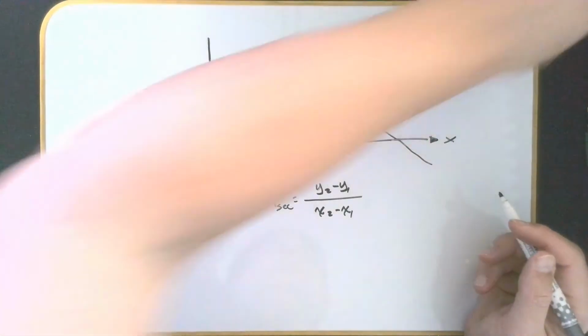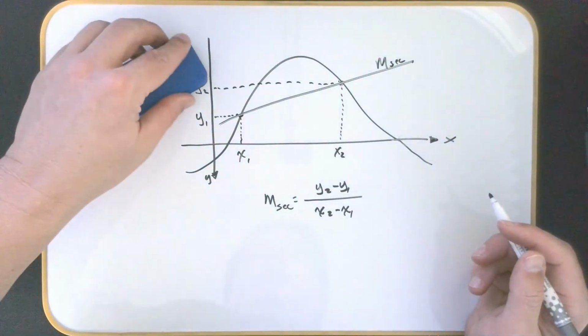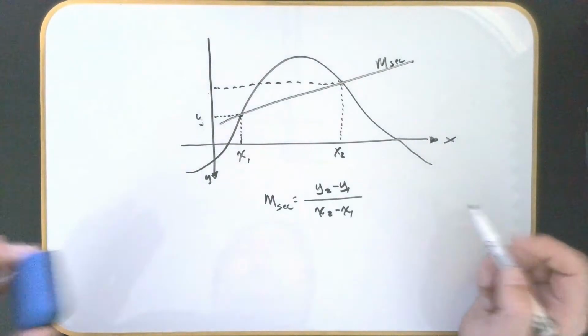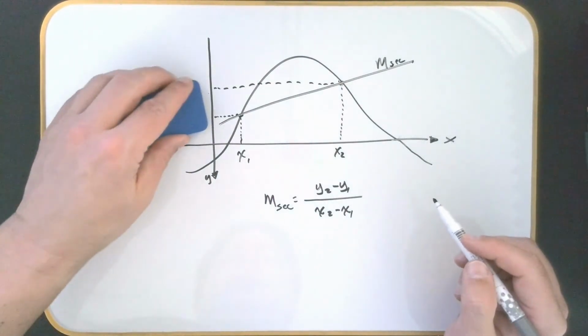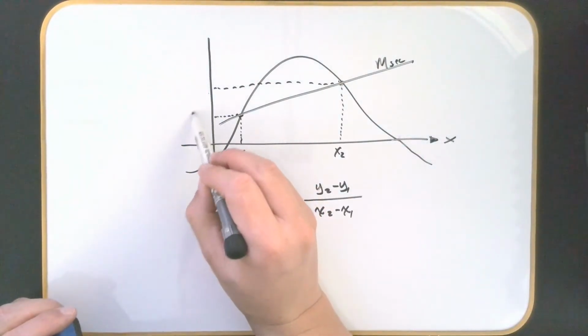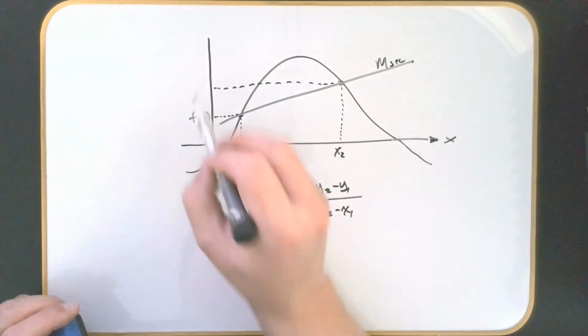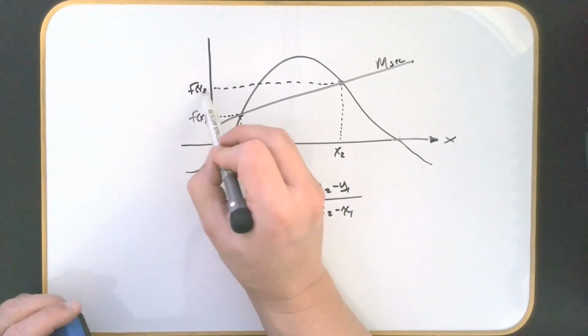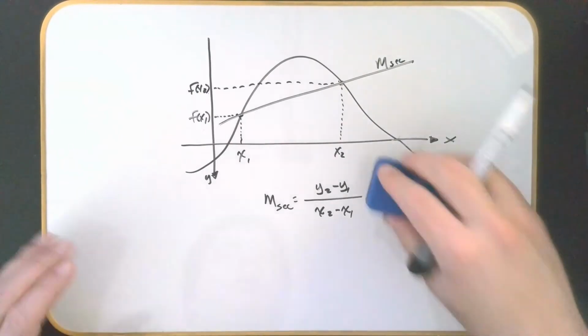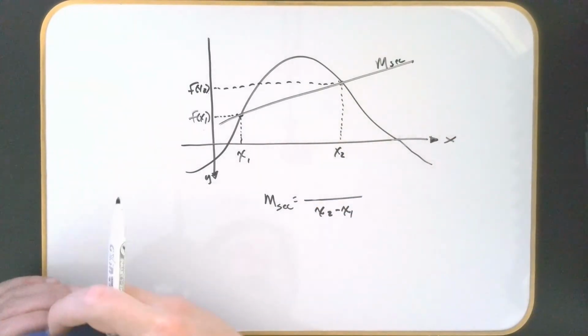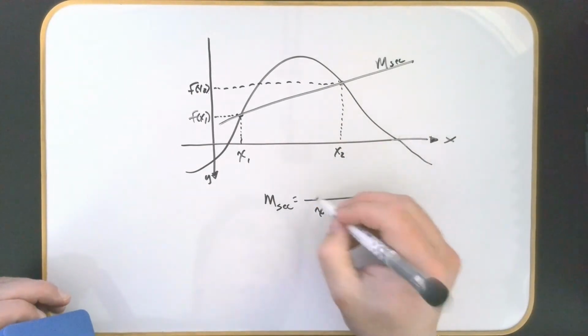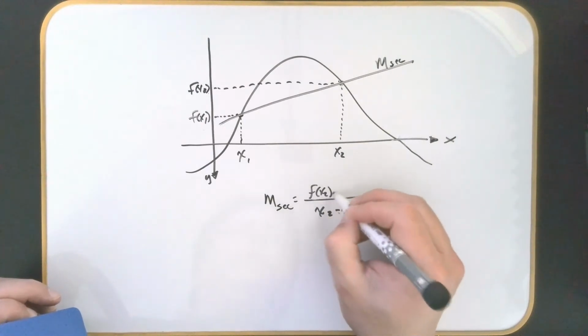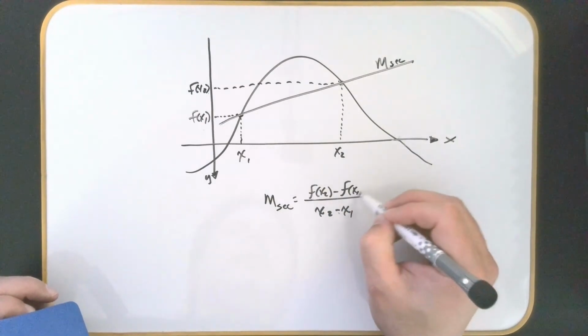You would go up and I'd say, okay, now let's just write this in function notation. So, instead of using y's, can you use this as f of x sub 1 and make that f of x sub 2? And we would say, okay. So the only thing different here is f of x sub 2 minus f of x sub 1.